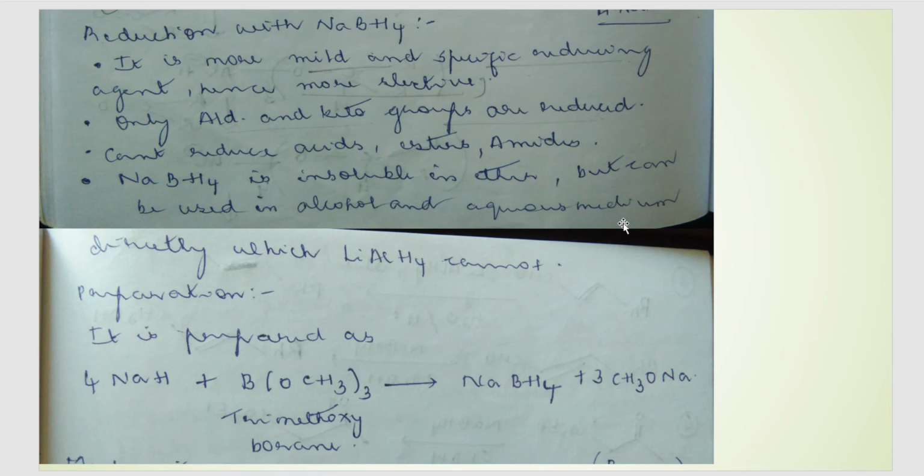Next, that is about lithium aluminium hydride. Now we are studying reduction with sodium borohydride. Sodium borohydride is another type of metal hydride that is used. It is a mild and specific reducing agent, and it is much more selective compared to lithium aluminum hydride. Unlike lithium aluminum hydride, which reduces almost all organic compounds, sodium borohydride is very selective in nature, so it reduces only aldehyde and ketone groups, and it cannot reduce acids, esters, or amides.